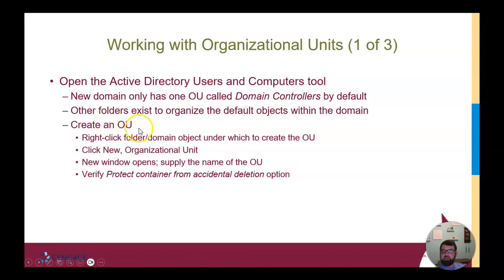In order to create an OU, you right click on the folder or domain under which you want to create it, then click New, then Organizational Unit. A new window comes up, you supply the name, and if you want to protect a container from accidental deletion, this is a good option, because you can't just delete it; an additional question comes up when that is selected.